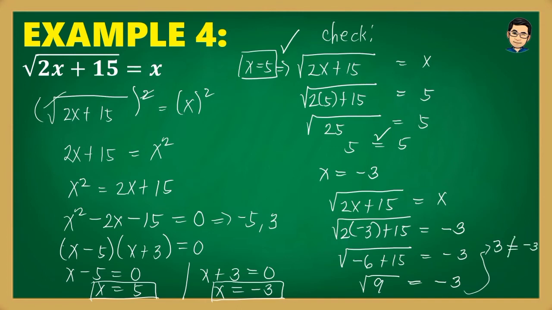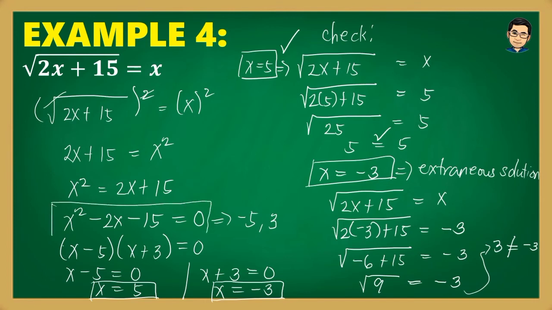No. So, ibig sabihin po, ang x is equal to negative 3 is an extraneous solution. So, solution po siya ng ating transformed equation na x squared minus 2x minus 15 is equal to 0. Pero, yung original equation natin na the square root of 2x plus 15 equals x, hindi po niya sinasatisfy. It's because 3 is not equal to negative 3.